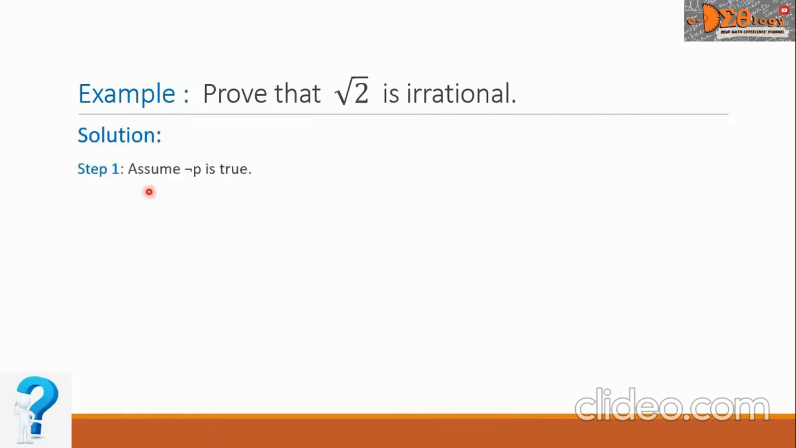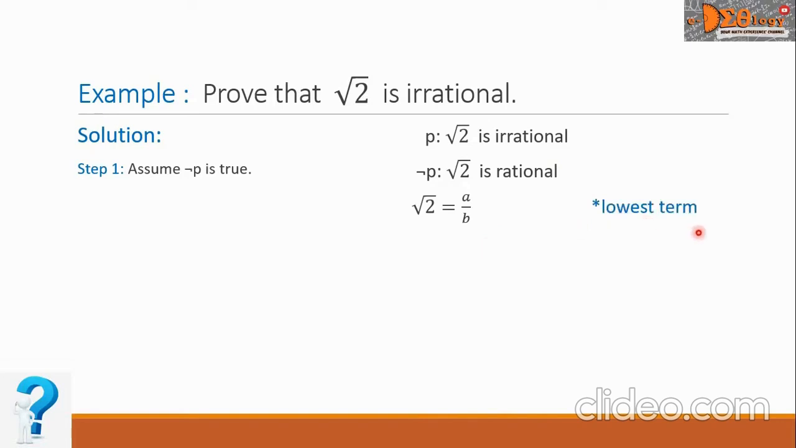Our step 1, we assume that not P is true. Our proposition P here is square root of 2 is irrational. The not P corresponds to square root of 2 is rational. So for step 1, we will assume that this is true. If square root of 2 is rational, we can show that square root of 2 equals a over b. This a over b must be in lowest term.